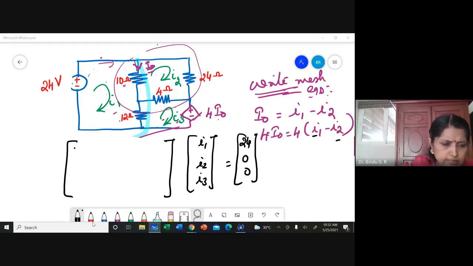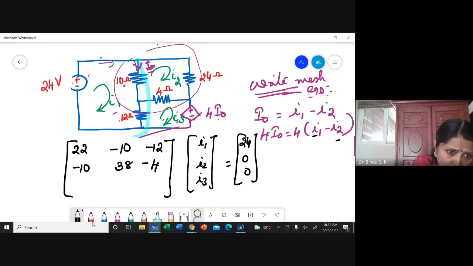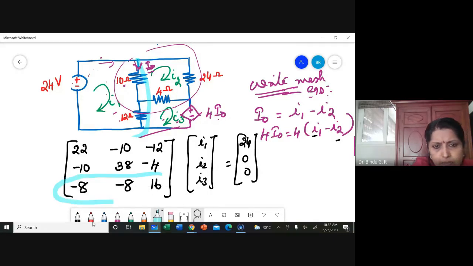That is, the first row is the same: 22, minus 10, minus 12. Second row is minus 10, 38, minus 4 as before. The last row becomes minus 8, minus 8, 16. Check whether this change is coming. Check whether you have understood this change. If not, we'll discuss tomorrow.